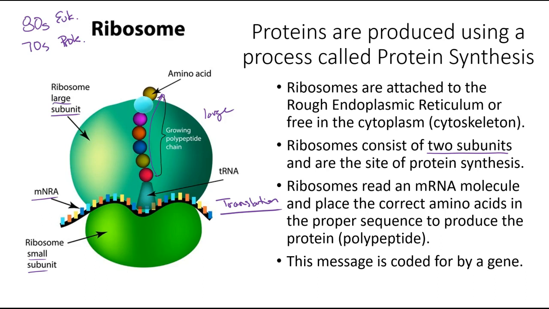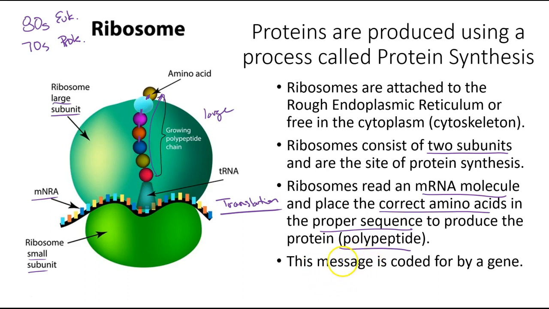We just need to know how to link this amino acid to this one, and this one to this one, and this one to this one. Those are condensation reactions. We've already outlined what that is and how it works. Ribosomes are going to read the mRNA molecule and place the correct amino acids in the proper sequence to produce the correct polypeptide. If this message is altered, then the protein that is produced is going to be altered, and therefore the function of that protein is going to be altered as well.